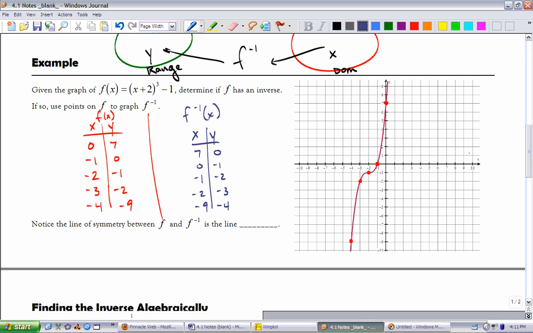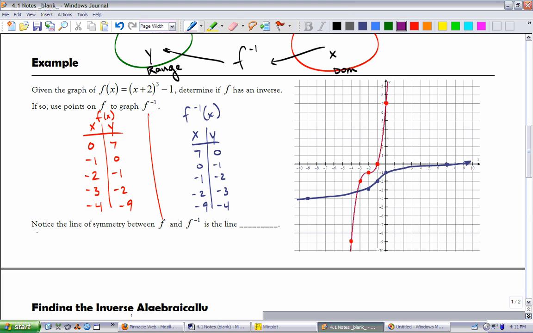So if I start to plot these, for instance, (7, 0) is here, (0, −1) is here, (−1, −2), (−2, −3), and then (−9, −4) puts me right here. You'll notice you can see the inverse coming together here. Okay? And we got that just by switching our x and y values.